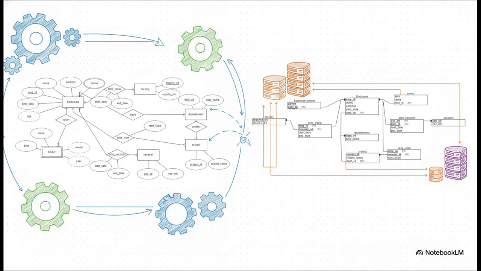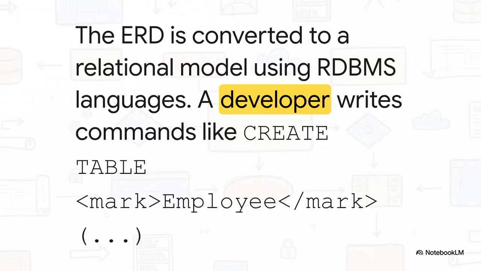See how each rectangle from our blueprint becomes its own table? And the ovals, the attributes, become the columns in that table? Pretty cool, right? And this isn't just some abstract idea. A developer literally looks at that employee rectangle on the ERD and writes a specific command like create table employee. The blueprint directly tells them what code to write. It's how the visual design gets turned into a solid digital foundation.